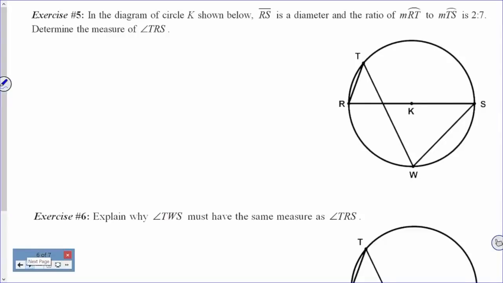Exercise number 5. In the diagram of circle K shown below, RS is a diameter. That's important. Diameters are important. And the ratio of measure of arc RT to TS is 2:7. Determine the measure of angle TRS.